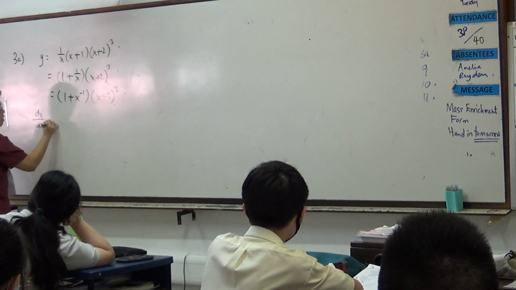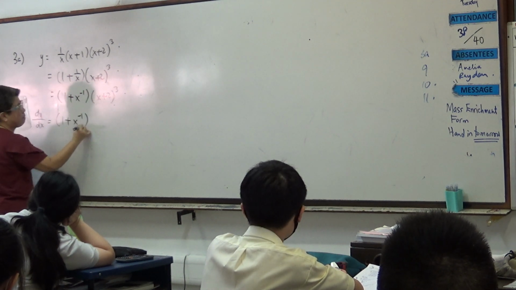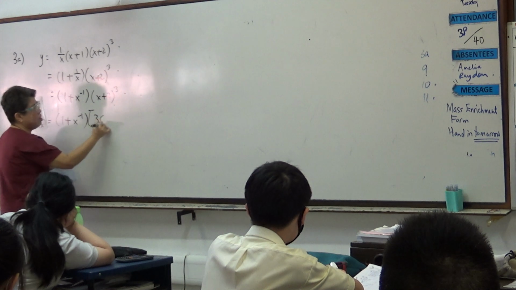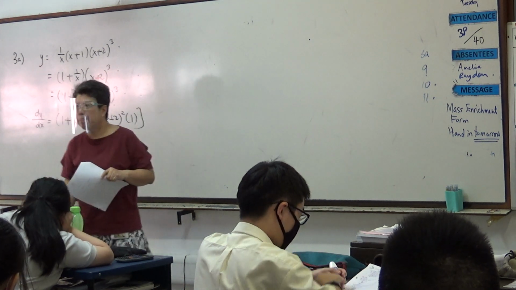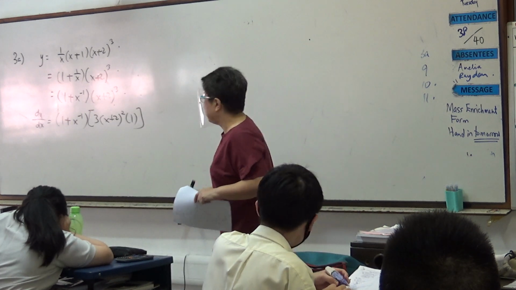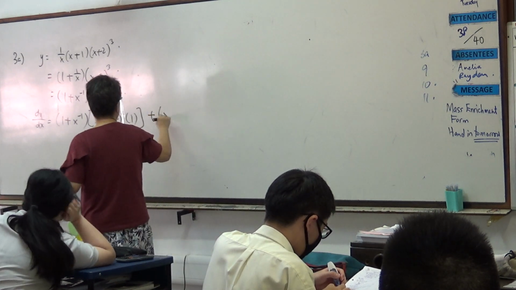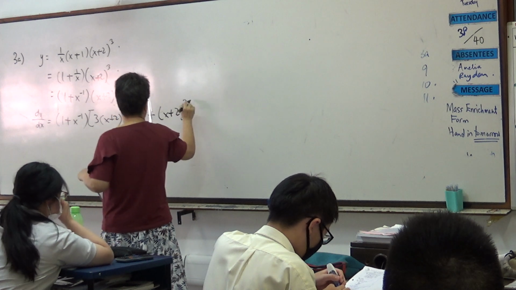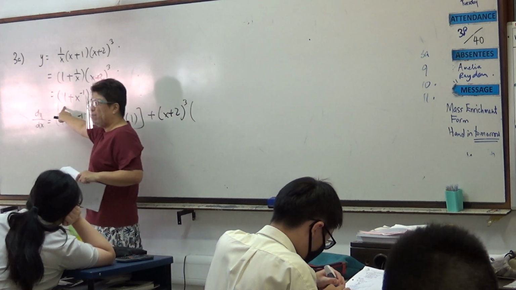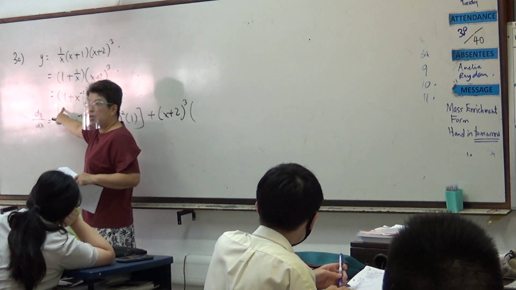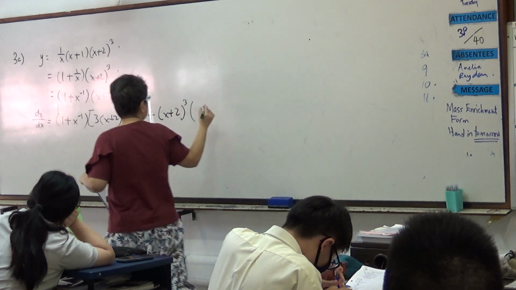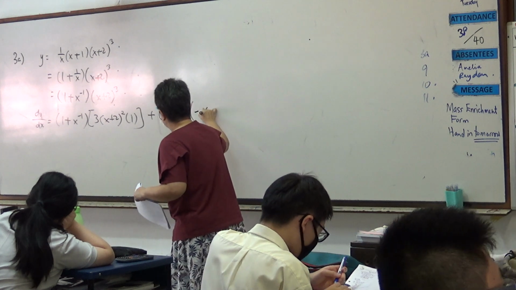dy/dx. Now I fix this one. I differentiate this one. (3x plus 2) times 1, right? Because when you differentiate x is 1. Then you plus. You fix this one. You differentiate this one. 1 when I differentiate is 1. When differentiate 1, what is it? 0. Okay. So it's negative x minus 2.